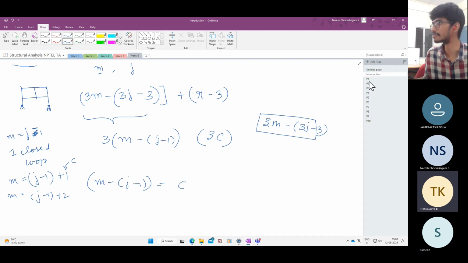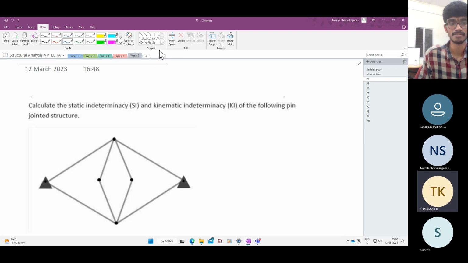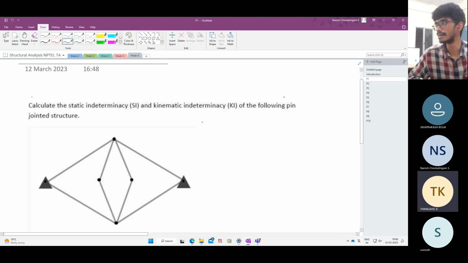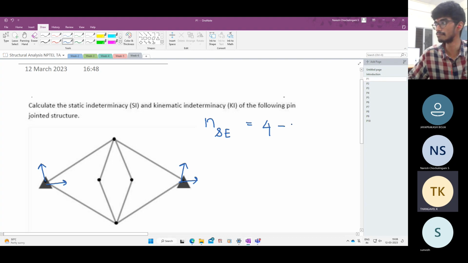Yes, sir. Okay, now let us go to this. This is basically a truss structure. Let us first find out the external indeterminacy, which I will call NSE. How many reactions do we have? We have an upward reaction, a horizontal reaction, an upward reaction, and a horizontal reaction. So we have 4 reactions. And how many equilibrium equations do we have? 3. So NSE is 1.